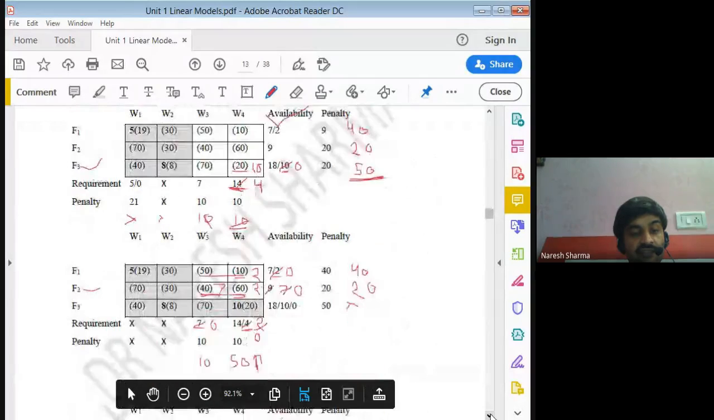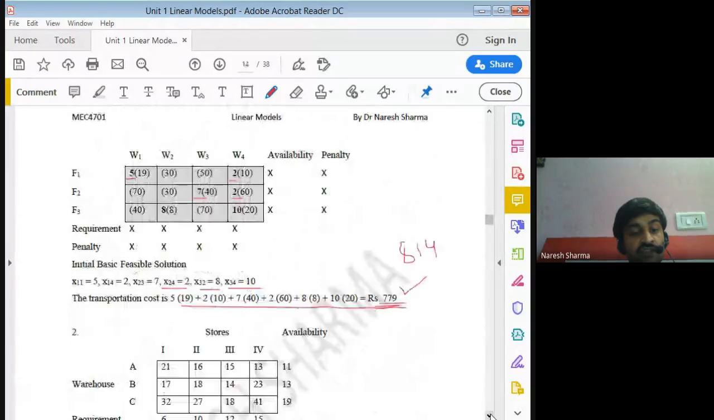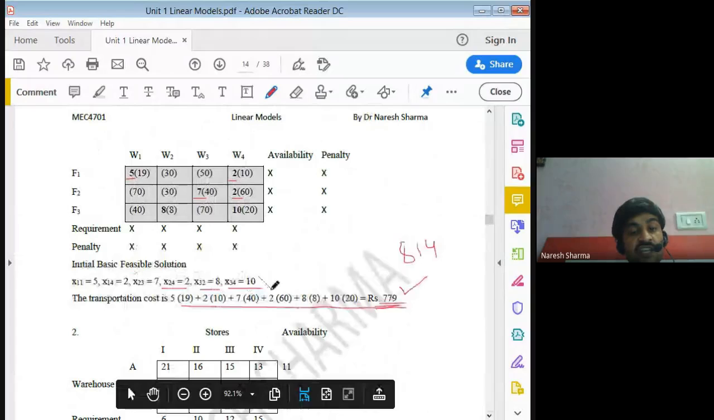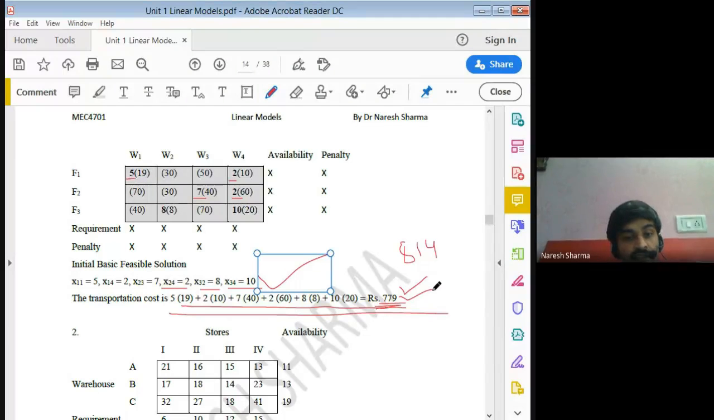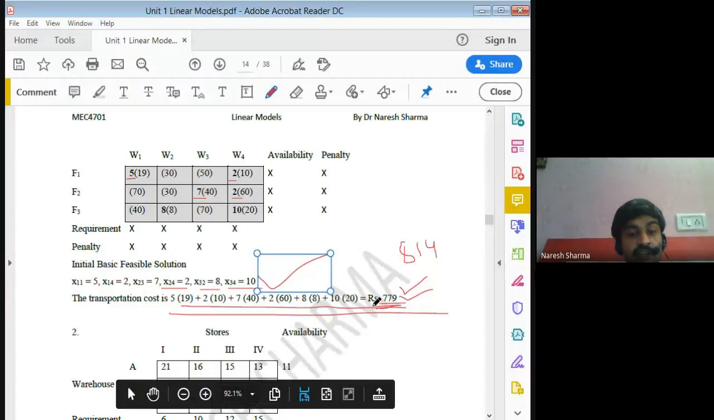So these are your allocations, and you multiply with your corresponding cost, you get the minimum transportation cost by the Vogel method. So okay, I am stopping this lecture here.